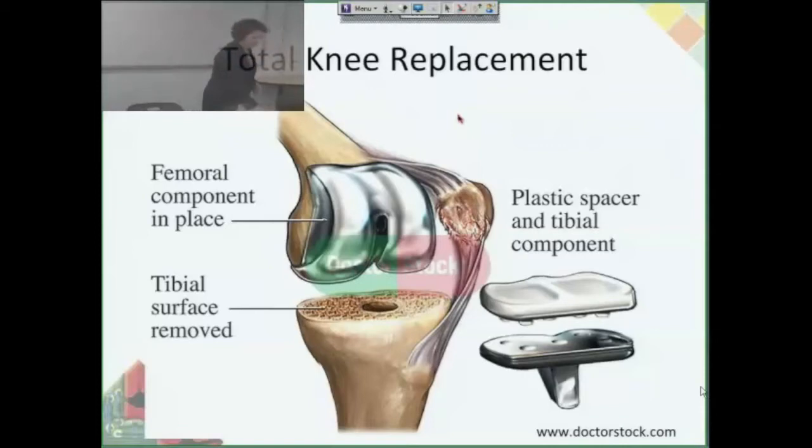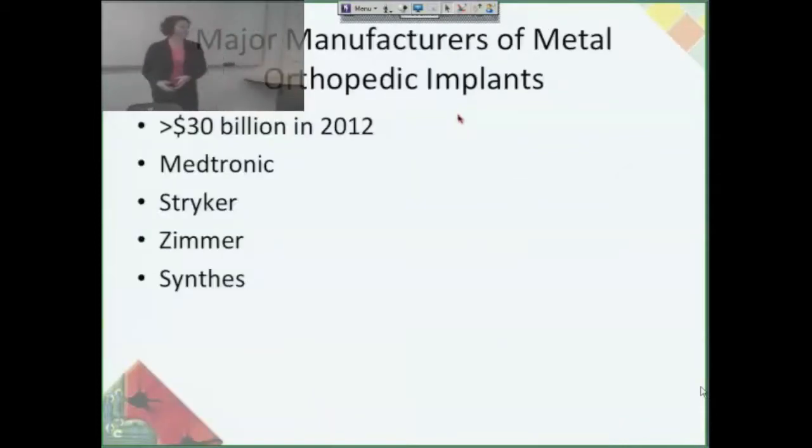Since a lot of the students in this class are seniors that will be graduating soon, it's important to be aware of the major manufacturers of metal implants. So if this is something that you're interested in, you should keep an eye out for the main companies. It's a huge market and there's a lot of positions available.